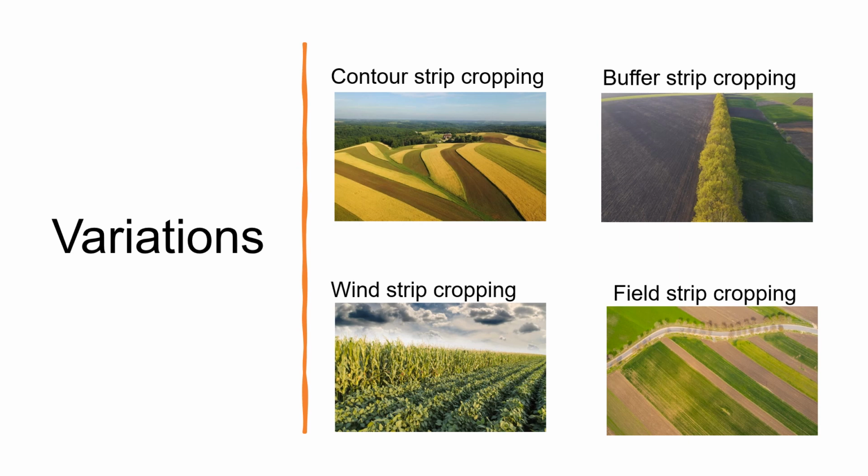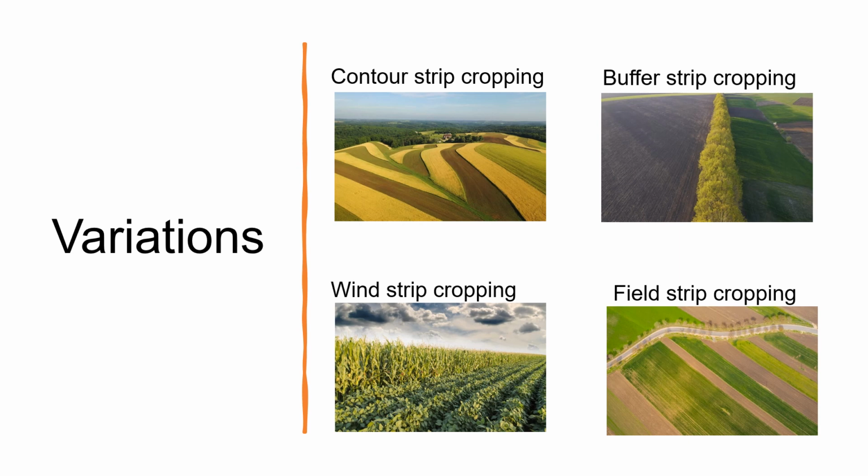The arrangement of strips depends on the purpose and correspondingly their type. Thus, auxiliary plants can be arranged on the contour as buffers or in lines with other species. Correspondingly, there are contour, buffer, field, and wind strip cropping techniques.